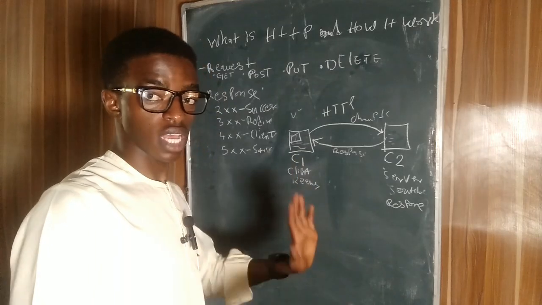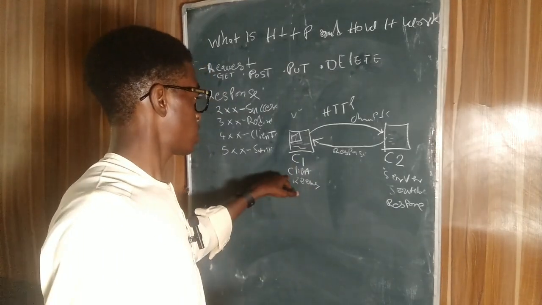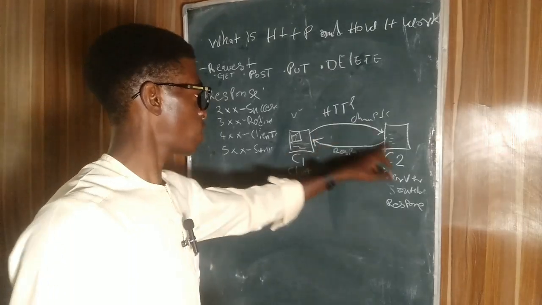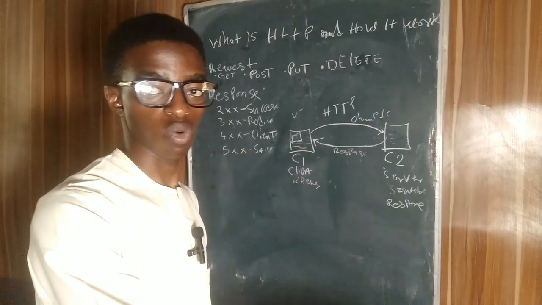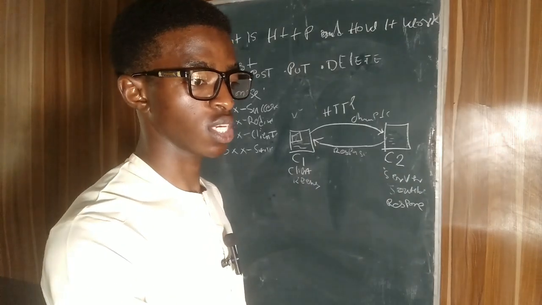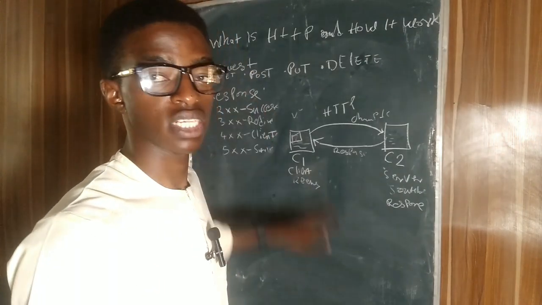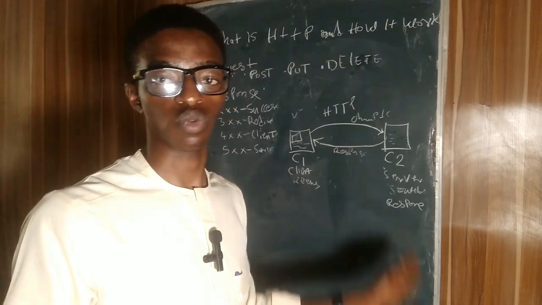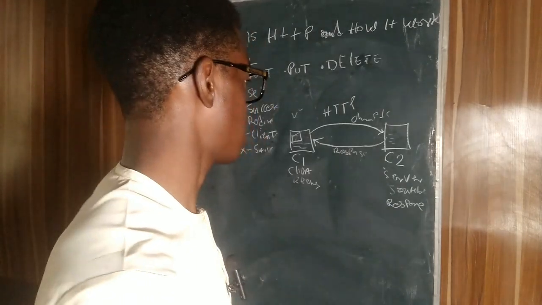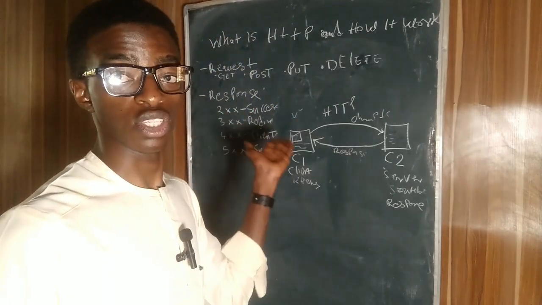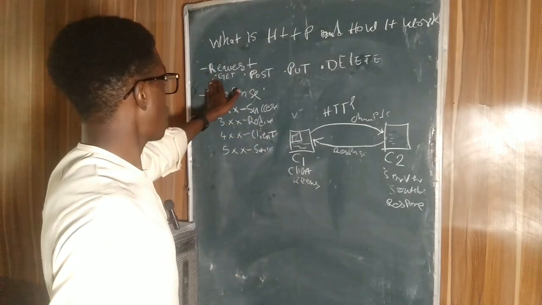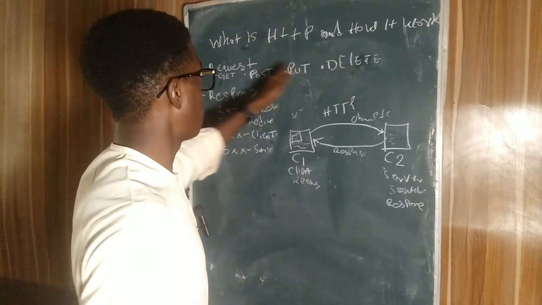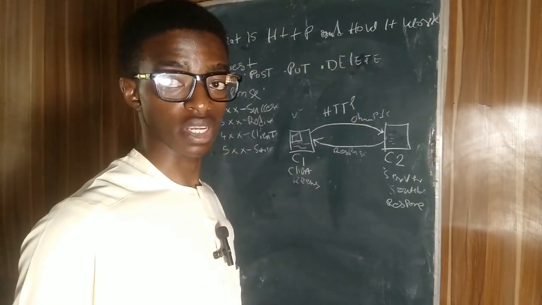So that's the basic fundamental. The client is the one initiating the request while the server is the one giving out the response. When they make the request, the server generates the response, gives it back to the client, and the connection is done. That's what we call stateless. That's why HTTP is called stateless. So these are the types of requests we can make using HTTP.